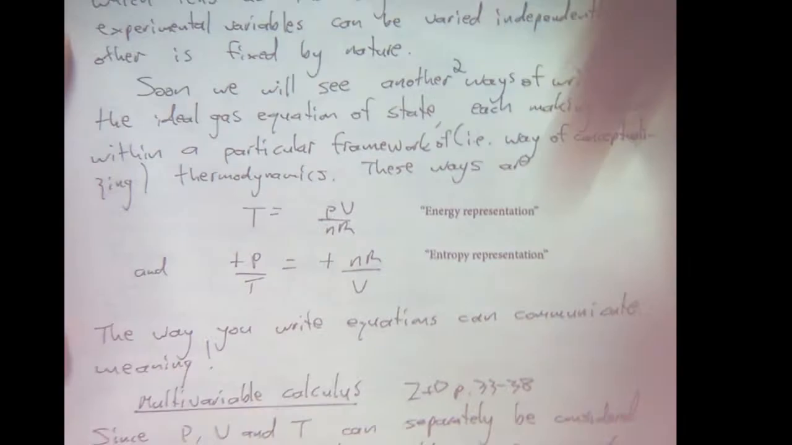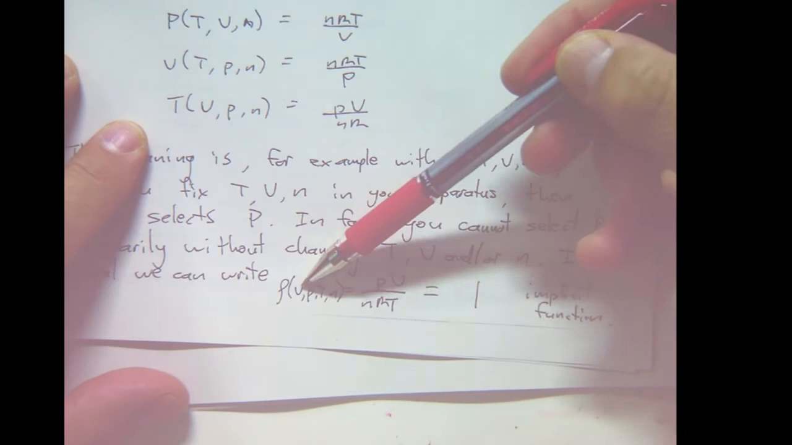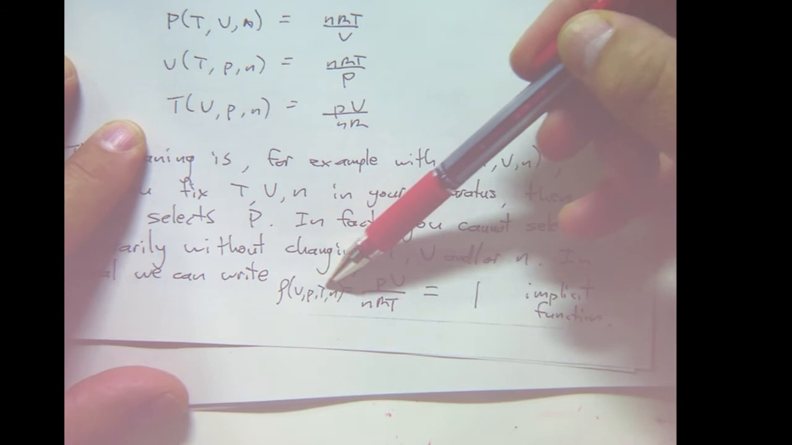Which tells us that if we write this as some function of V, P, T, N equals 1, this tells us that out of these four variables, only three of them are independent. Okay? Right.